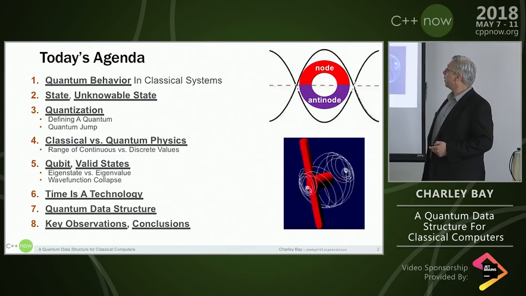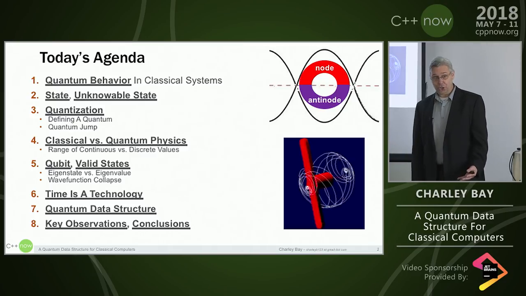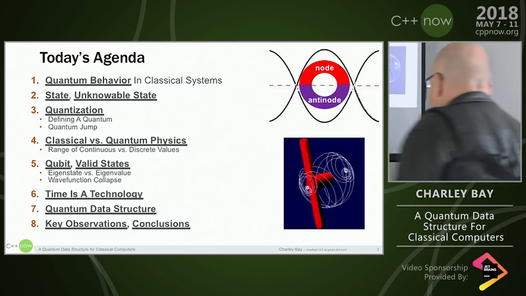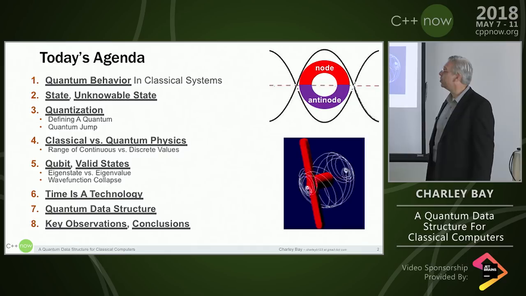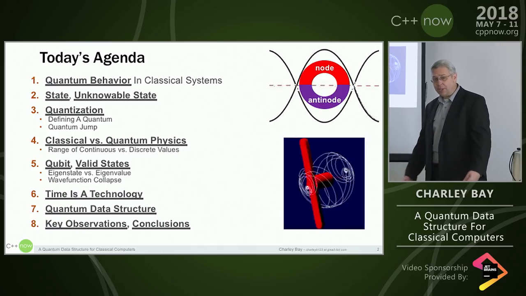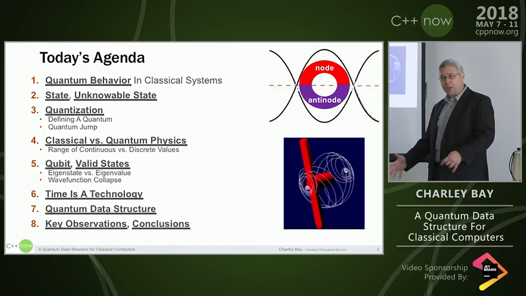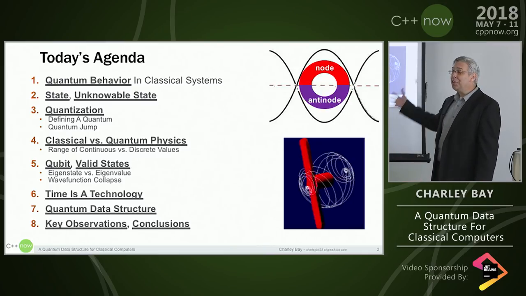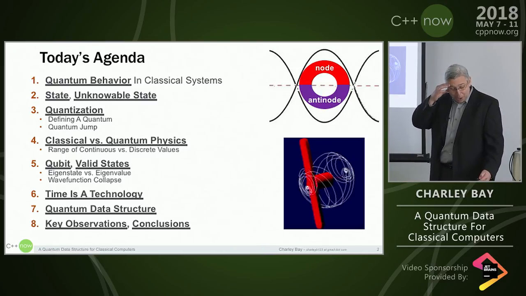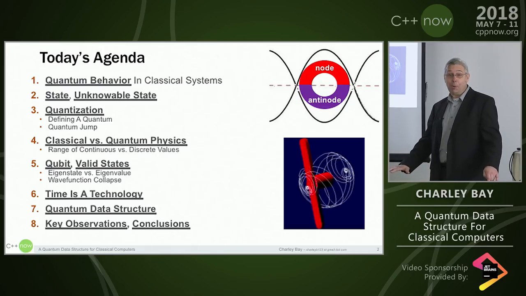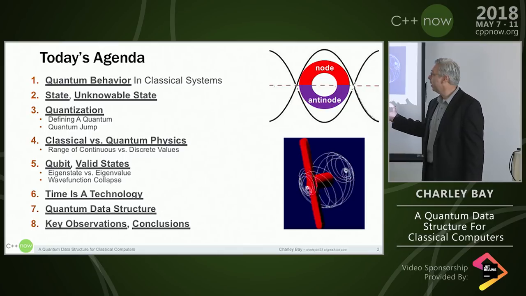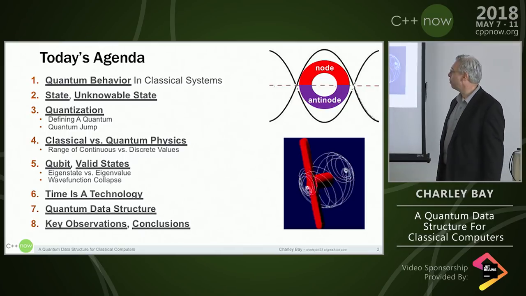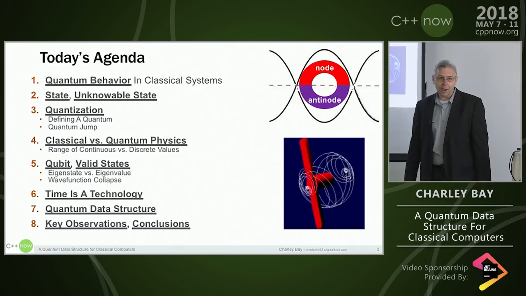So here's what we're going to talk about. Quantum behavior, state, quantization, how we measure whole counts, classical versus quantum physics, that's the light and fluffy bunnies-in-the-field-with-flowers kind of discussion of physics, qubits, valid states, time is a technology. We're actually very familiar with all this. The takeaway today is surprisingly that quantum physics is kind of no big deal for software people, because we've been doing this for a long time, in our patterns, our idioms. It's weird, but it's true. Everybody else has a hard time, but with software, we're good to go. And then some summary observations, conclusions.